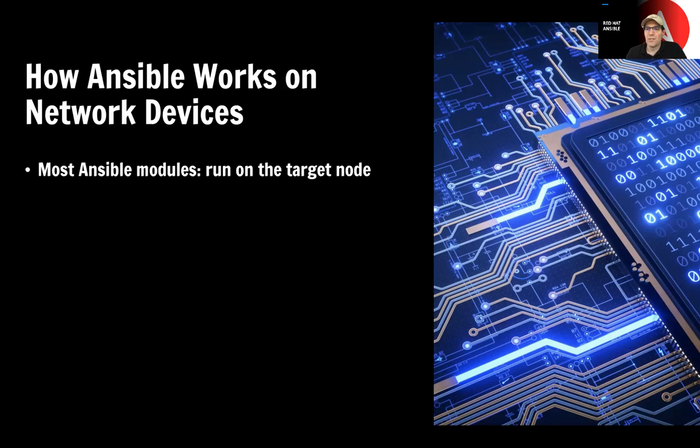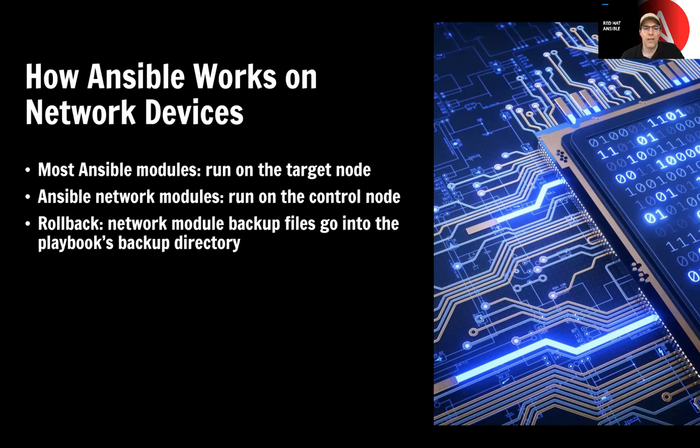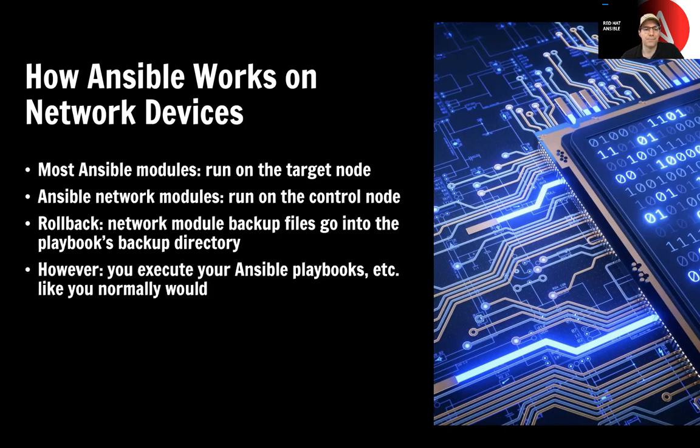Since installing agents on network equipment isn't really a thing, generally with OEM appliances, it has to run a little bit differently. And so in the case of network modules, they actually run on the control node, and they do all the reconciliation on, again, your simplistic case, like a laptop or something like that. And the key thing here is to understand the way that rollback works. That's basically a network module backup file that goes into the Playbooks backup directory in case something had to be restored, didn't work well, or didn't come back with a clean exit code, something like that.